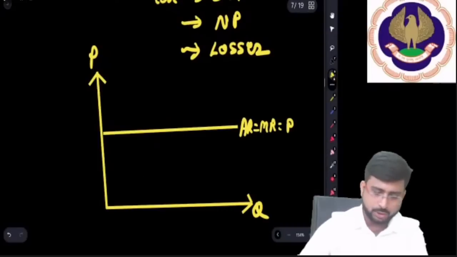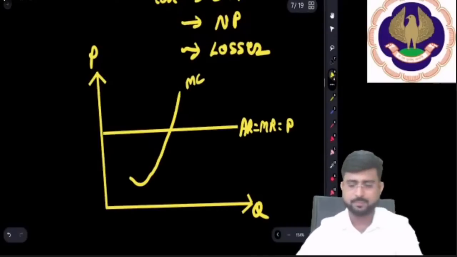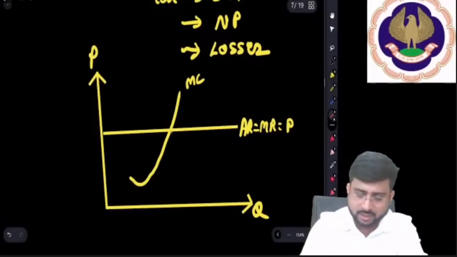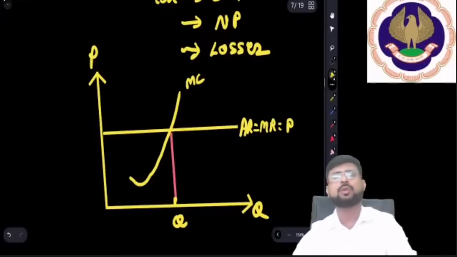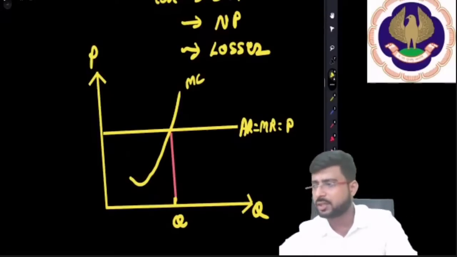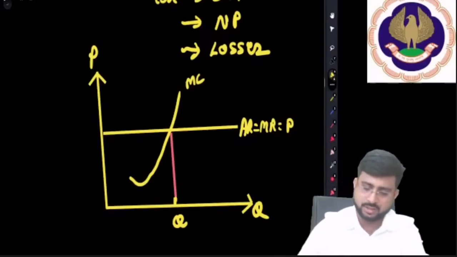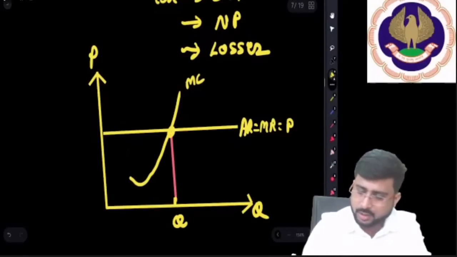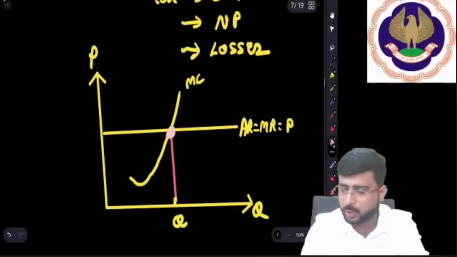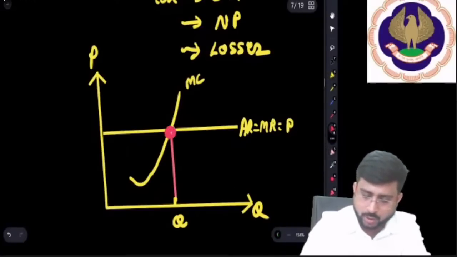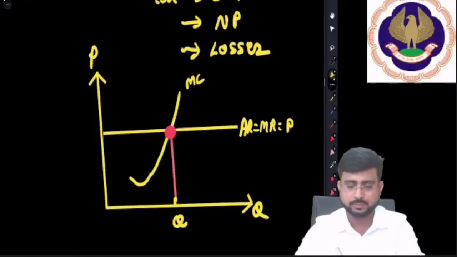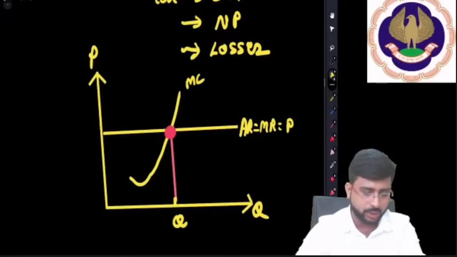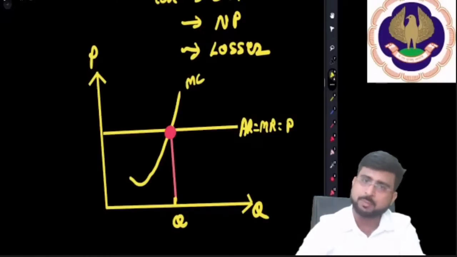You all know this very well. This is the MC curve, correct? Having said that, this is the quantity level that is going to be sold. So I have written it Q here. Q means quantity. Till now, we are able to understand the equilibrium point. Now you all know MC passes through the minimum point of average cost.